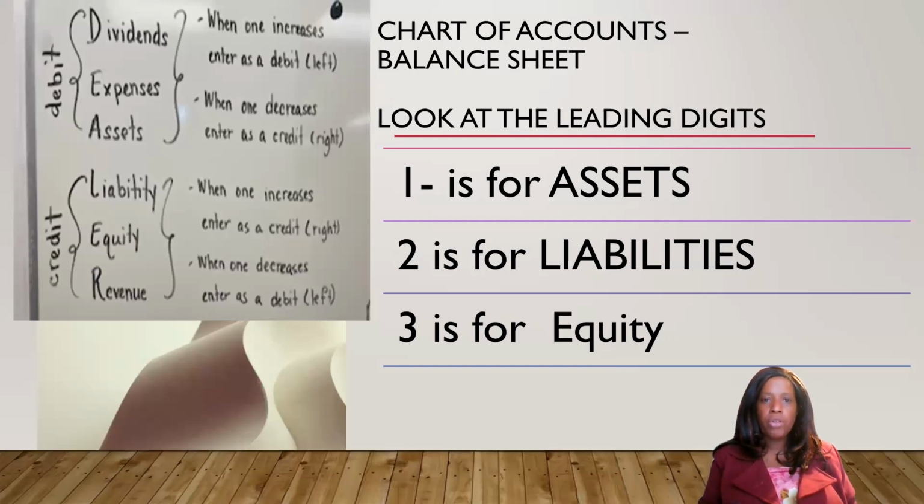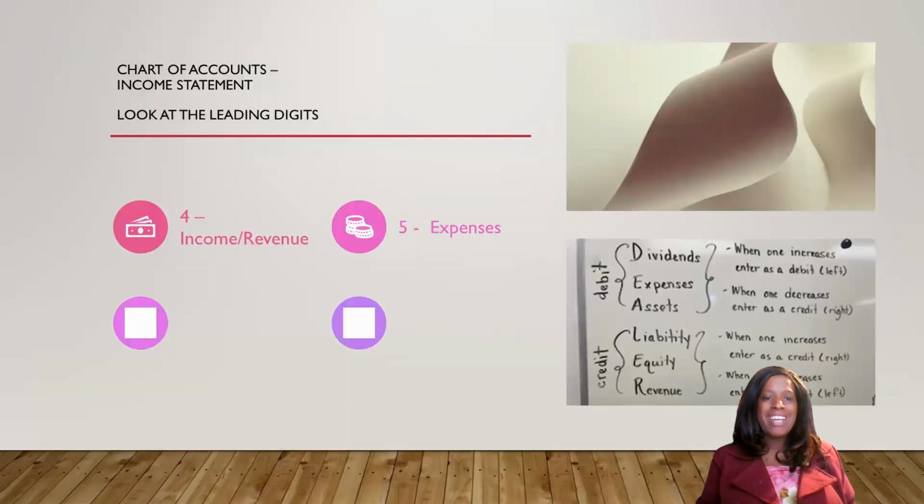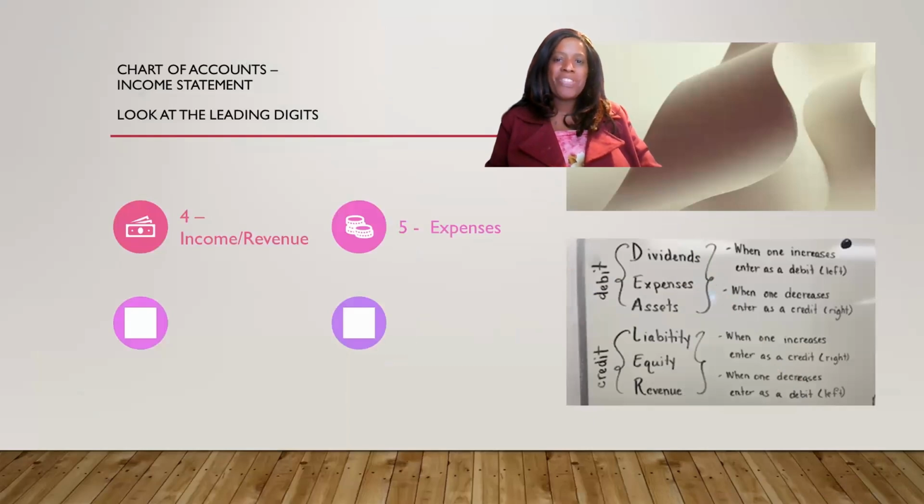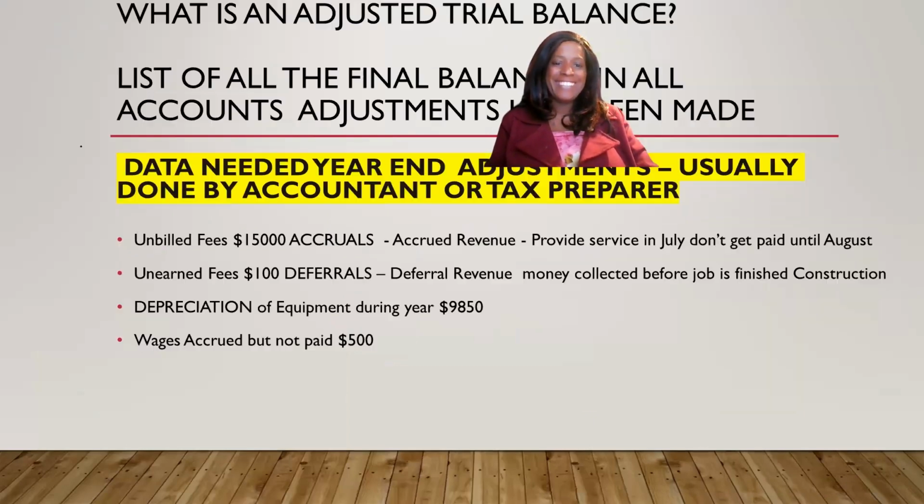Just to remember, when you're doing accounting, you always have a chart of accounts: 1 for assets, 2 for liabilities, 3 for equity, 4 for income, and 5 for expenses. And we always have to follow what we call the dealer, right? So these are some of the things that you need to make sure you know in accounting.